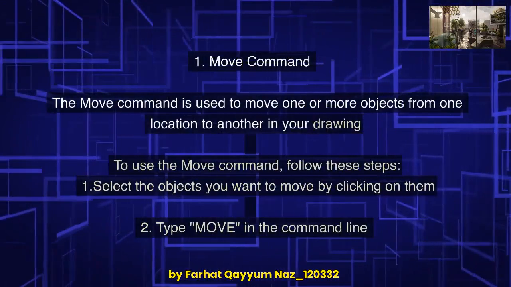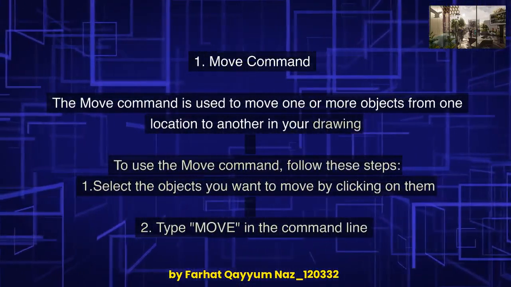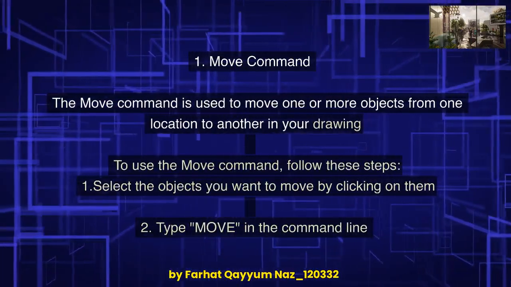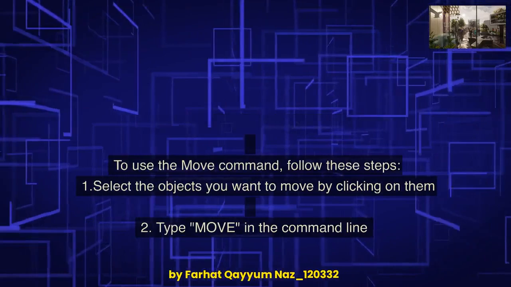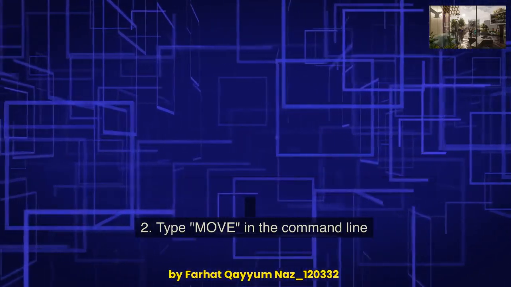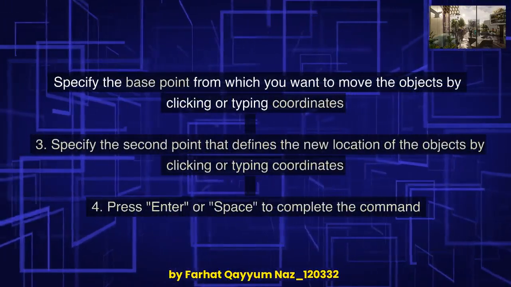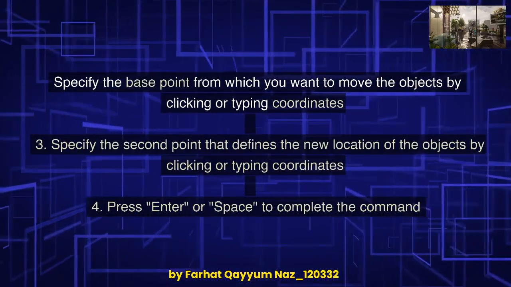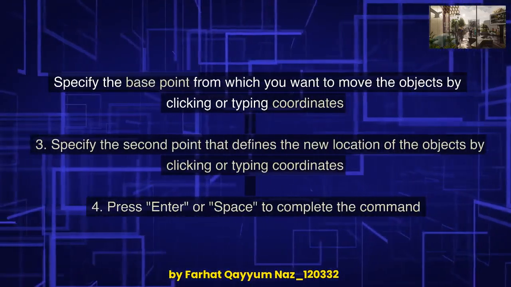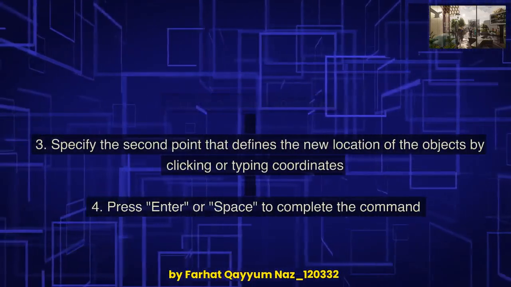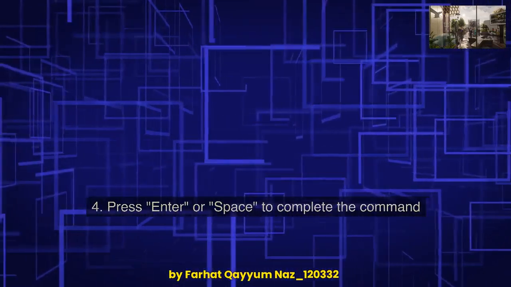1. Move command. The move command is used to move one or more objects from one location to another in your drawing. To use the move command, follow these steps. 1. Select the objects you want to move by clicking on them. 2. Type move in the command line. Specify the base point from which you want to move the objects by clicking or typing coordinates. 3. Specify the second point that defines the new location of the objects by clicking or typing coordinates. 4. Press Enter or space to complete the command.